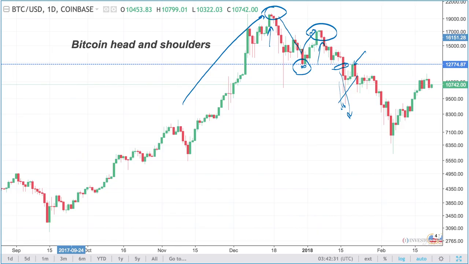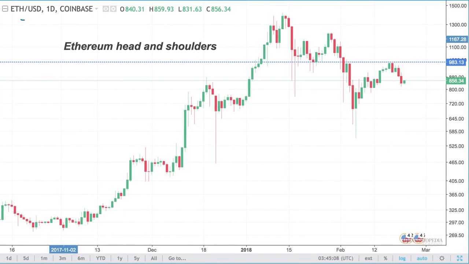Another chart of Ethereum head and shoulders. This is Ethereum versus the US dollar. You've got a one-day time frame for each candle. And this is on the Coinbase exchange. And this is the head, and this is the shoulder. And you can see prices drop down here to this neckline. Same thing that we saw on the Bitcoin chart, where when prices finally dropped below the neckline, there was a big flush followed by a rally.